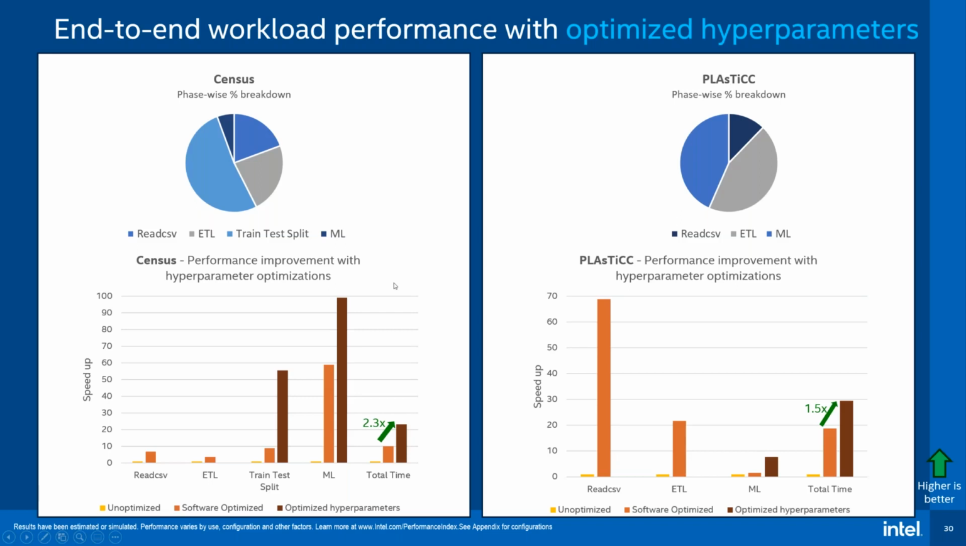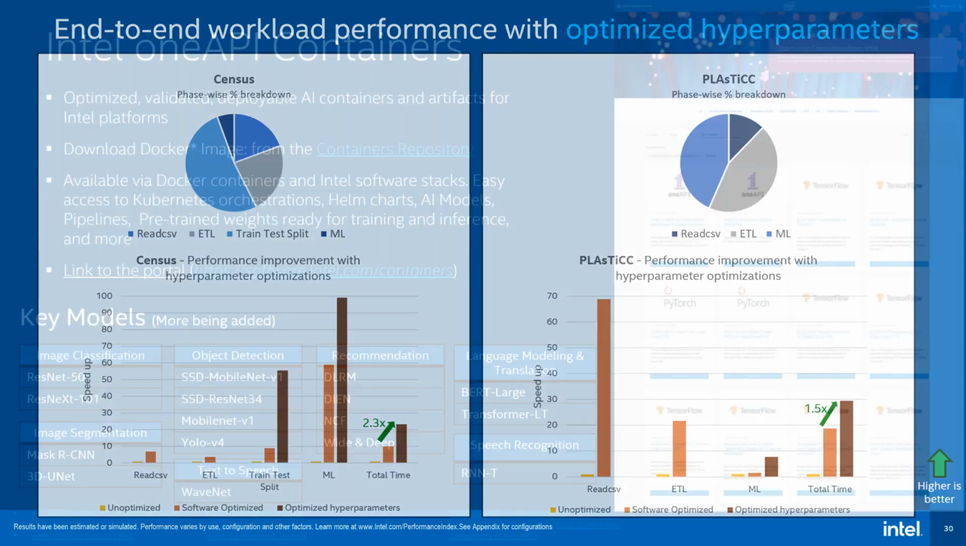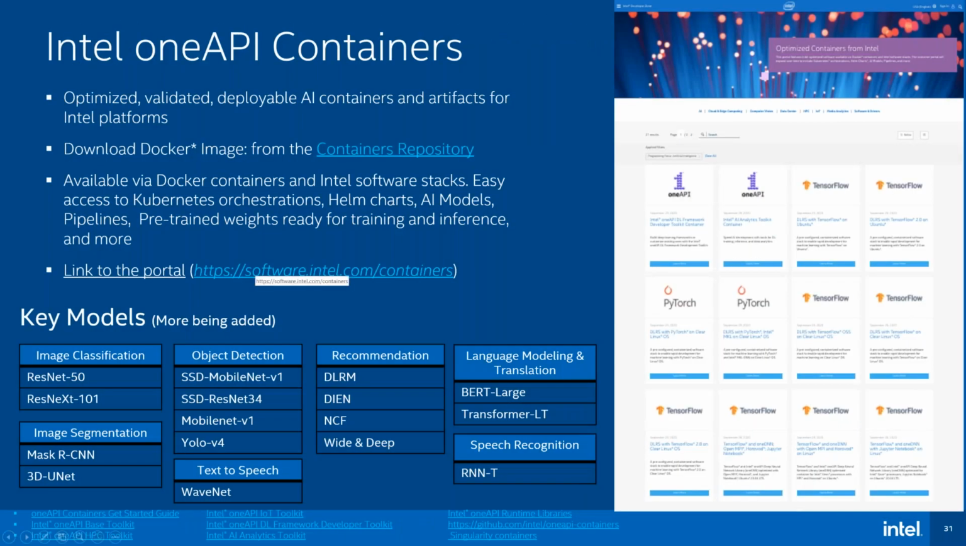All of these steps that I showed in the previous few slides, performed over a typical end-to-end AI pipeline, show the massive performance improvement that can be achieved on an AI workload using a variety of Intel optimized software packages, libraries, and tools that we discussed earlier in the presentation. And I'll pass it back to Meena for the Intel oneAPI containers.